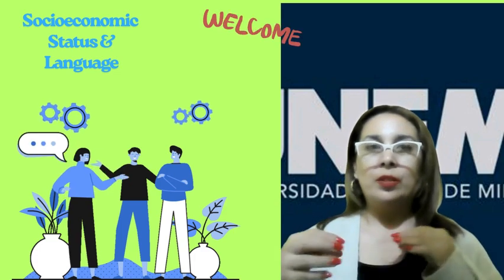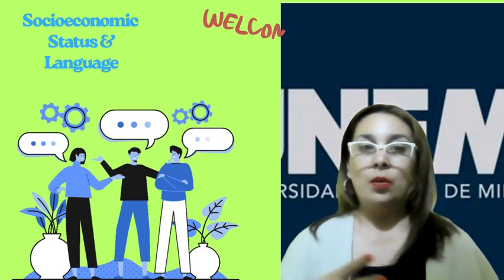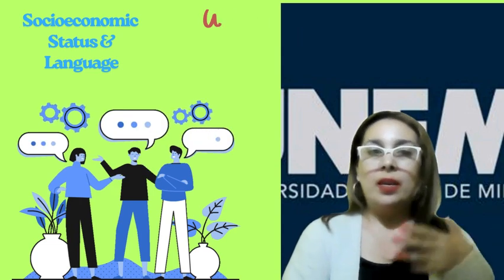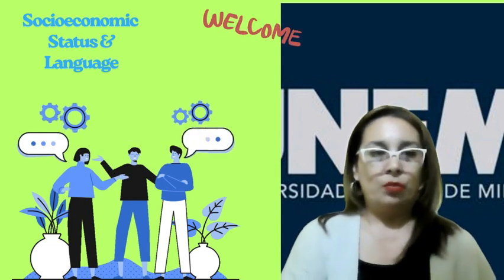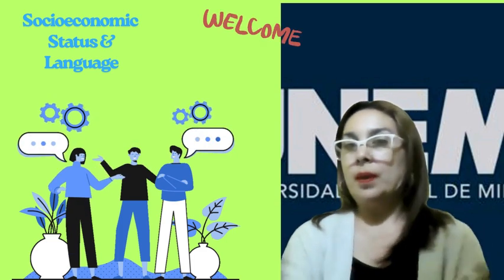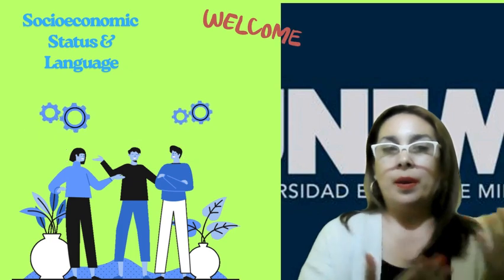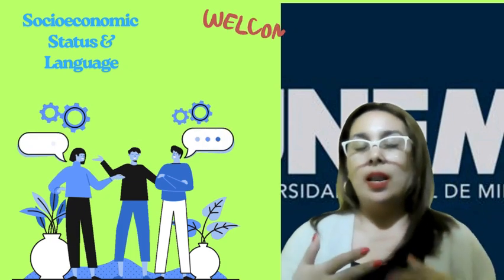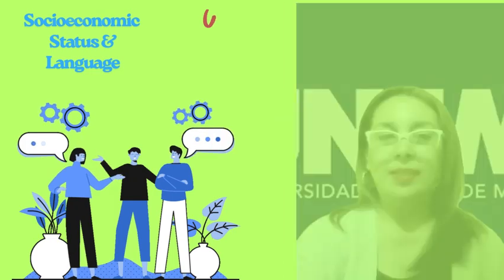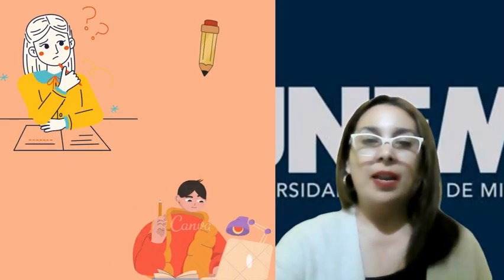Hi everyone, let's talk about how socioeconomic status influences language in the classroom. Socioeconomic status refers to a person's social and economic position in society based on factors like income, education, and occupation. These directly affect how people speak, not because one way is better, but because language reflects our social experiences and opportunities. Let me give you an example.